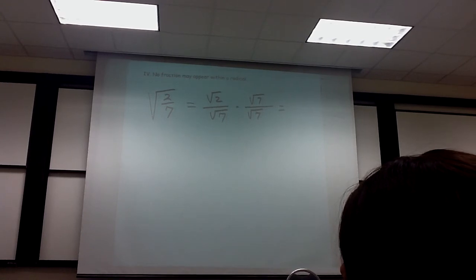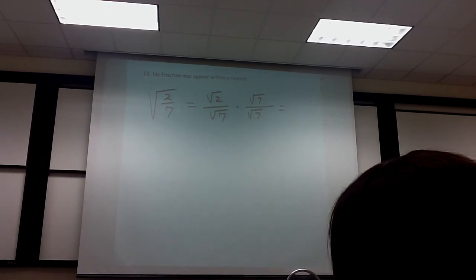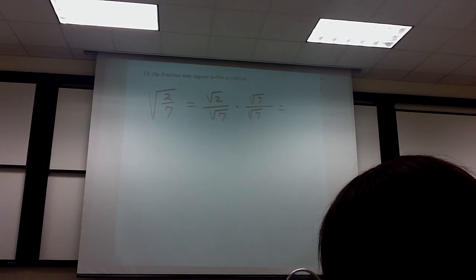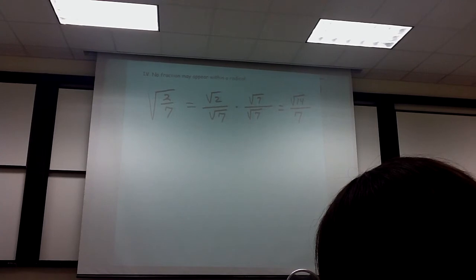You can multiply radical expressions if your indexes are the same. I can multiply square roots times square roots, cube roots times cube roots. No problem. Ta-da! Here we are. All right, watch this, ladies and gentlemen. Square root of 14 over 7.